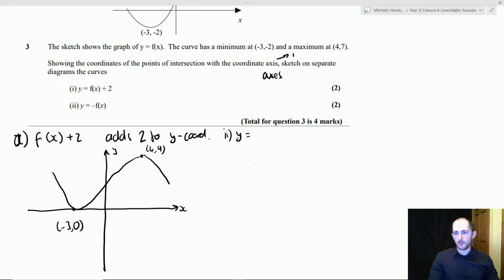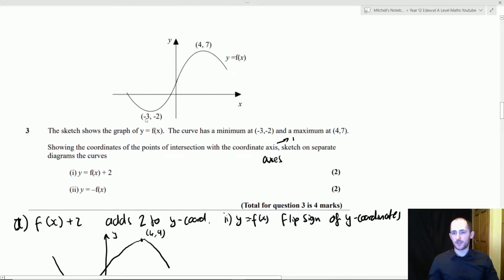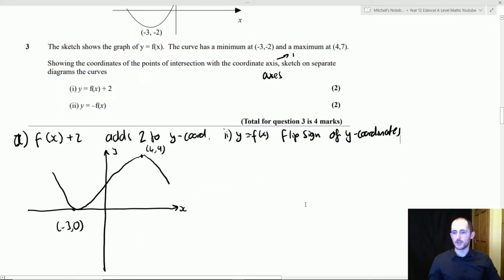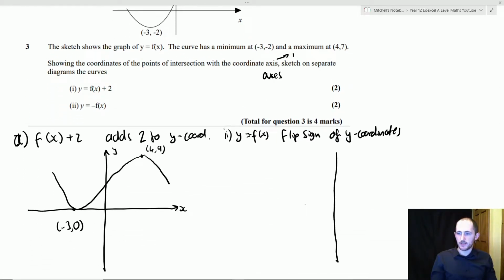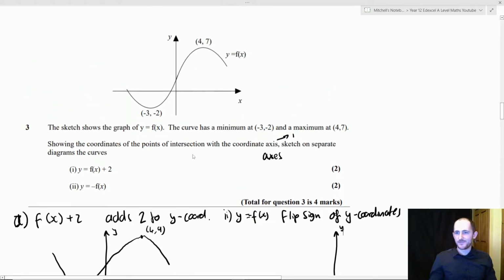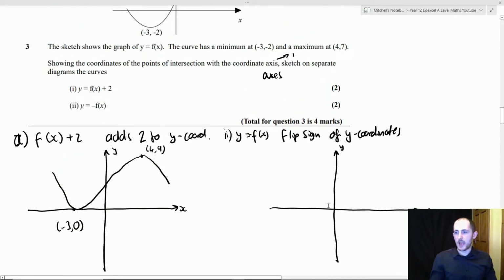We have y equals minus f of x. So what it does is it's timesing the y values by minus 1. So it's just flipping the sign of the y coordinates. Okay. And that's all you need to do. So instead of minus 3 minus 2, we have minus 3 plus 2. So again, let's draw our little axes out. Okay. Minus 3 minus 2 now becomes minus 3 plus 2.